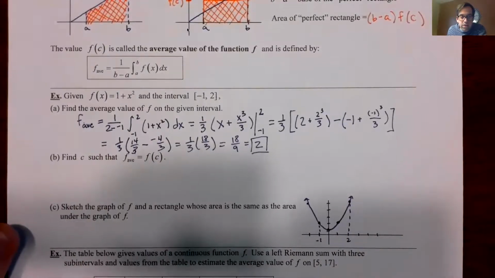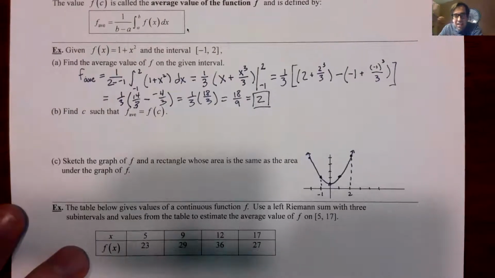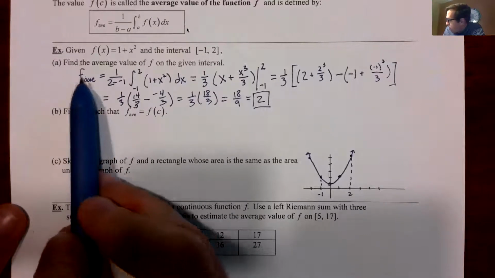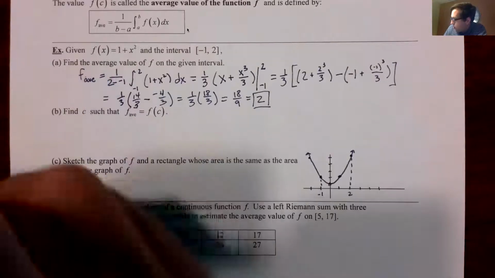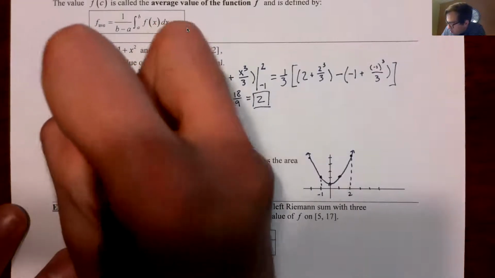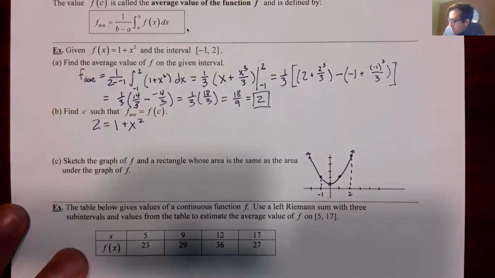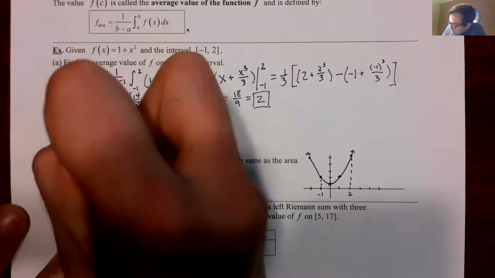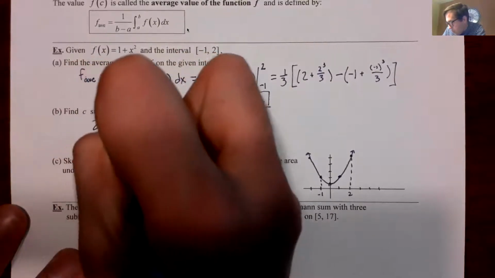So that's the average y value. Letter B says to find c. So remember, c is an x value. So now we're finding the x value that gives us that average y value. If we think back to our original function, we now know that there's some f of c that's 2. So what we can do is set the function equal to 2 to find the x value. Then we can subtract 1 to the other side, and we get 1 equals x squared. Square root both sides, and you get x equals plus or minus 1.